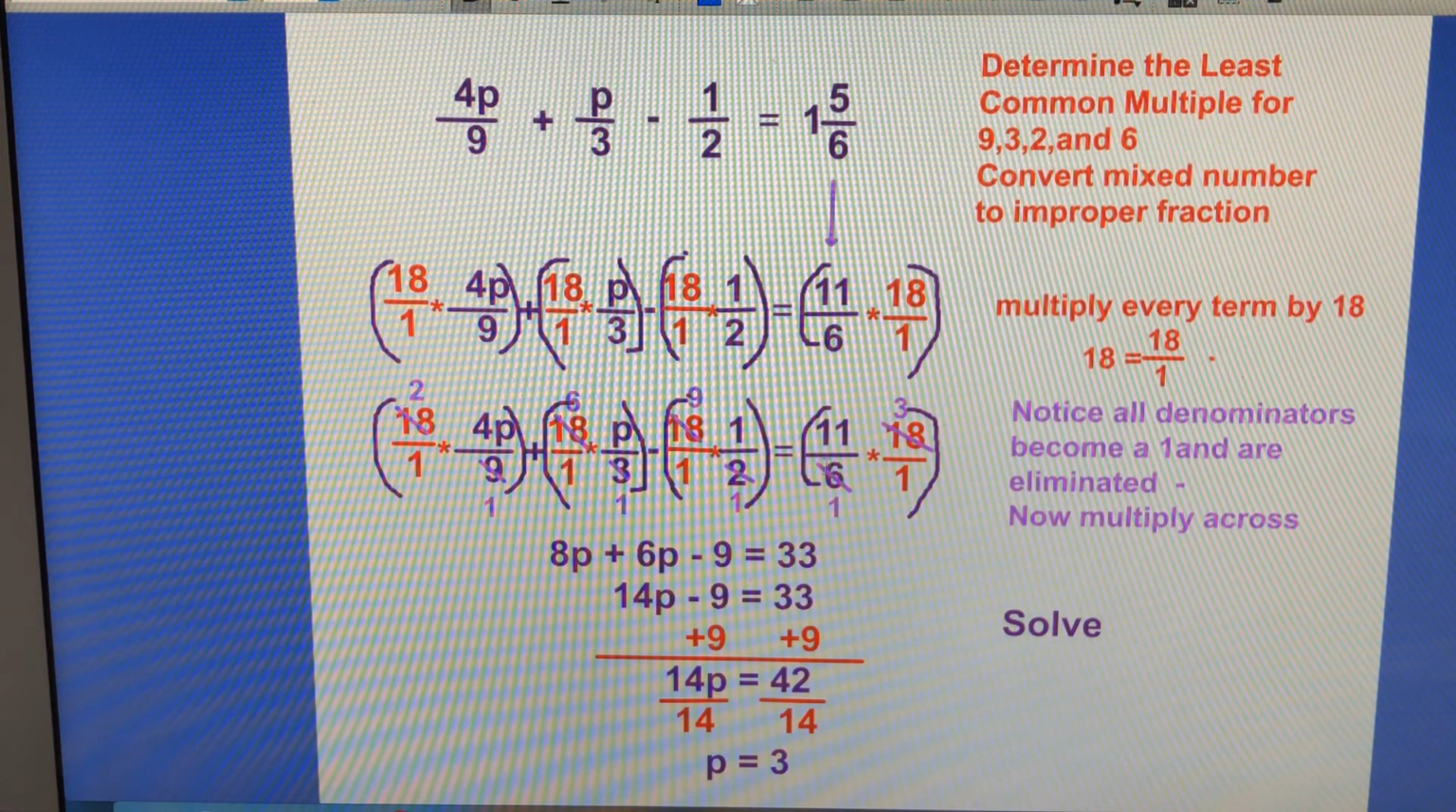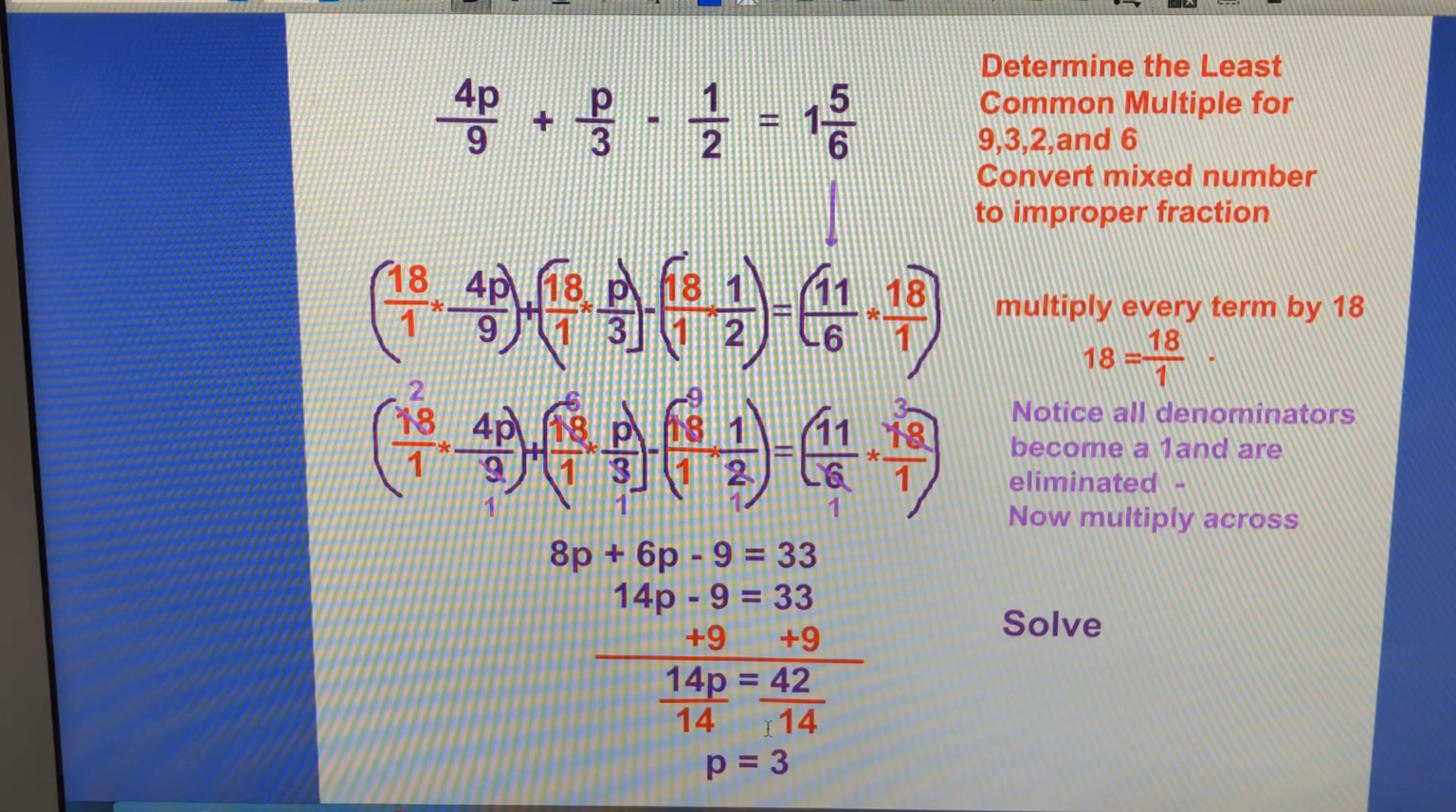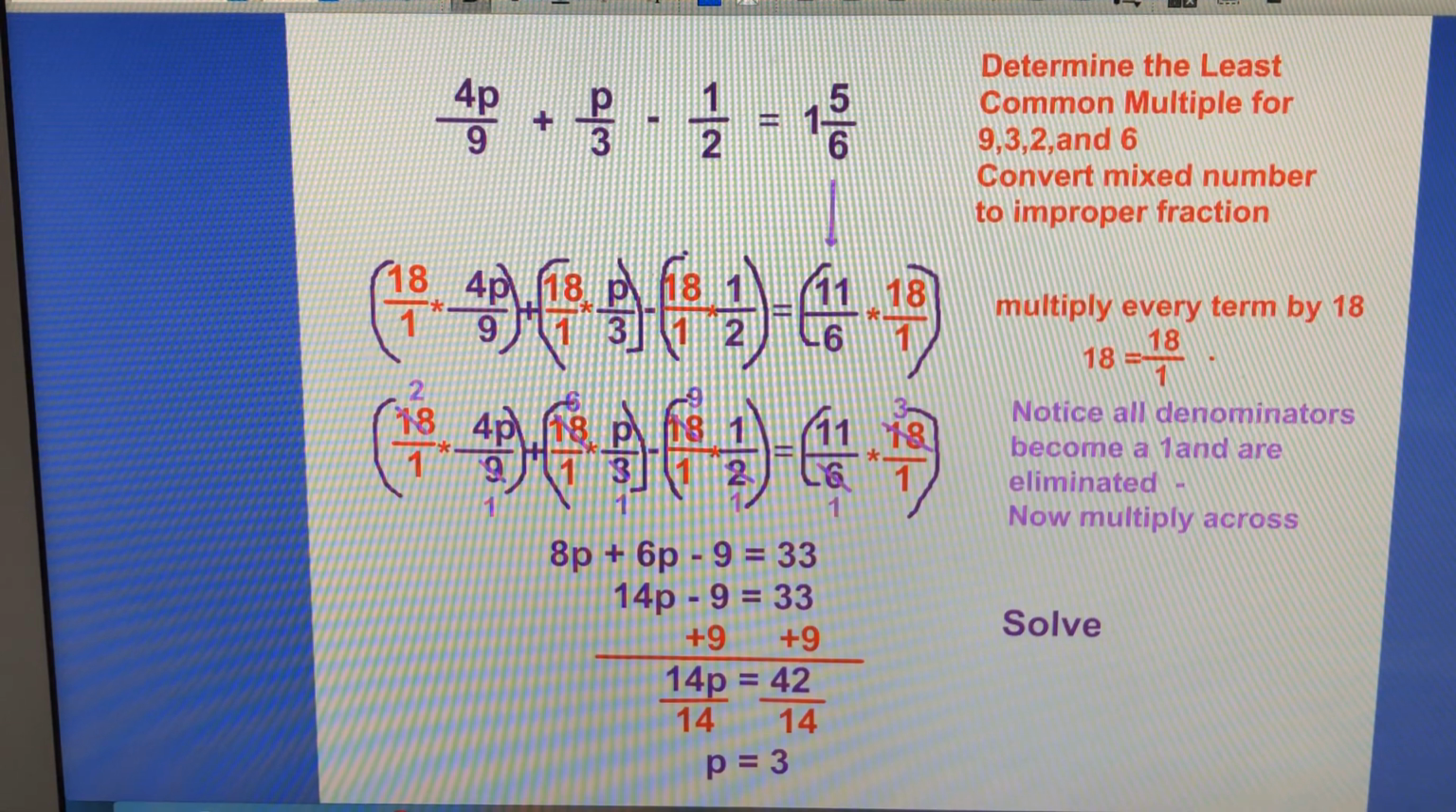Cross cancel. I suggest you pause this video. Cross cancel. What happens is at the end, all the denominators are gone. 2 times 4p is 8p. 6 times p is 6p. 9 times 1 is 9, but there is a minus sign here, so it's a negative 9. 11 times 3 is 33. Add 9, divide by 14, and you are good to go.